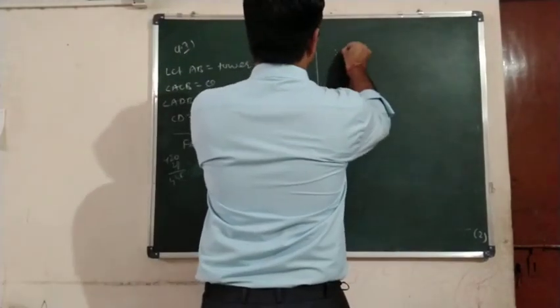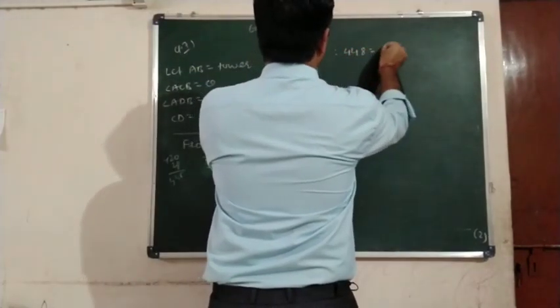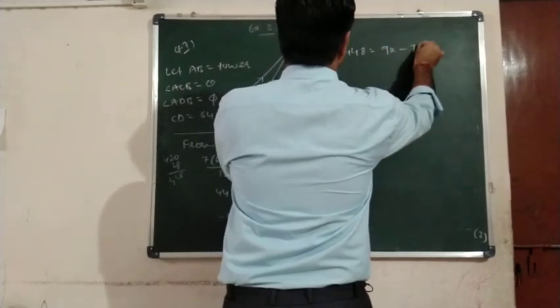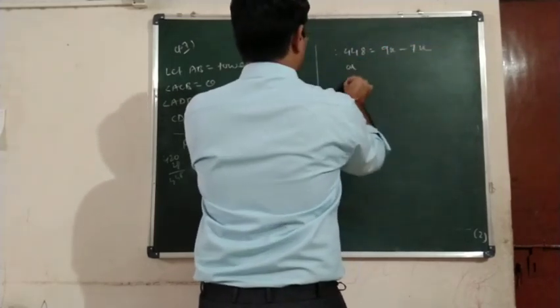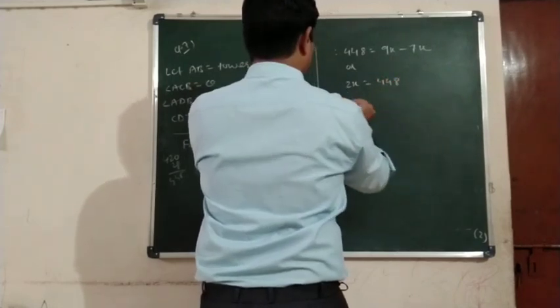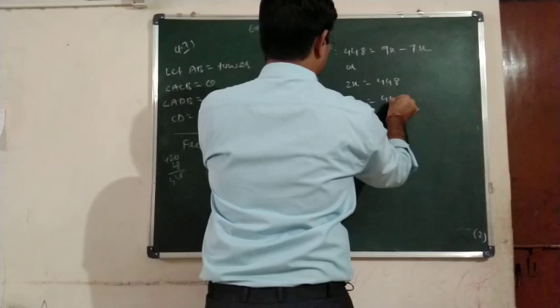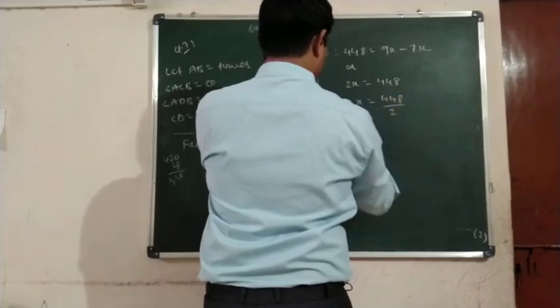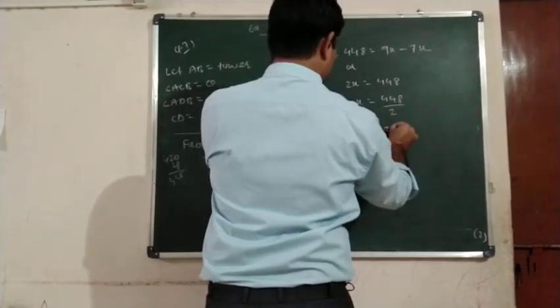Therefore 448 is equal to 9x minus 7x, or 2x is equal to 448, x is equal to 448 by 2, and therefore x is equal to 224.